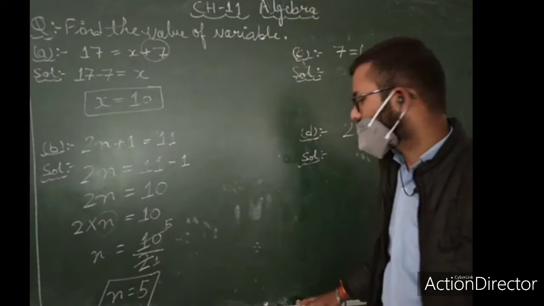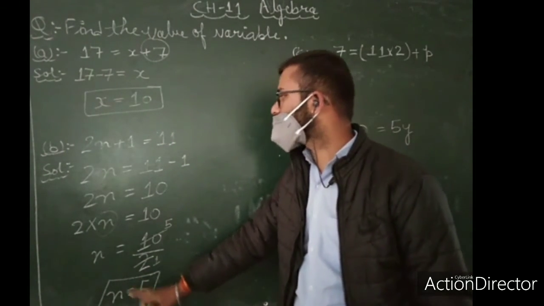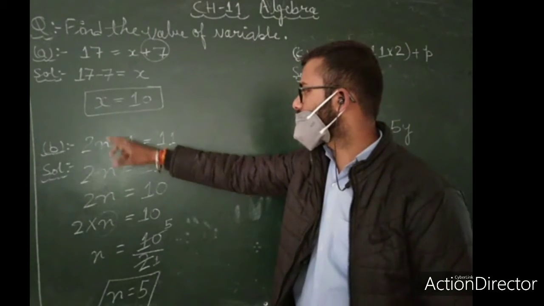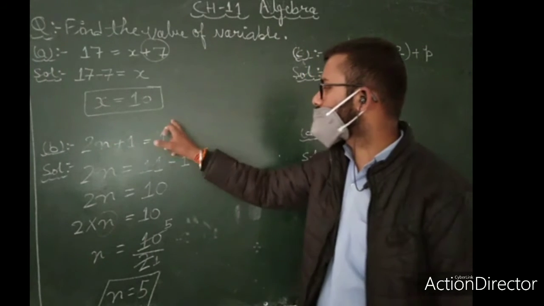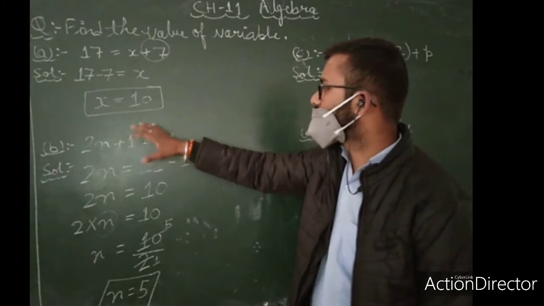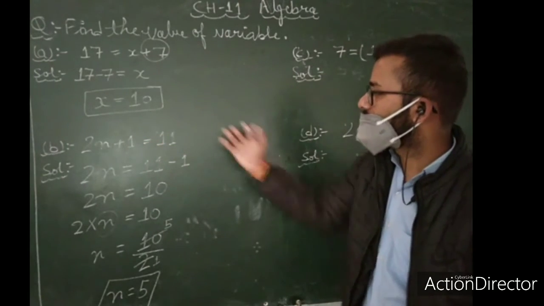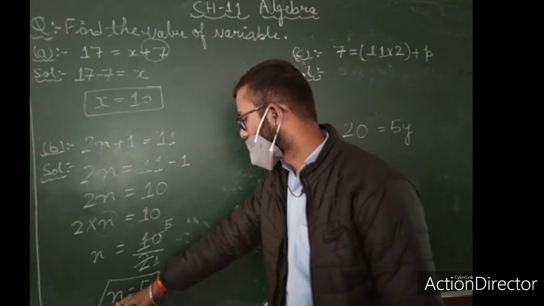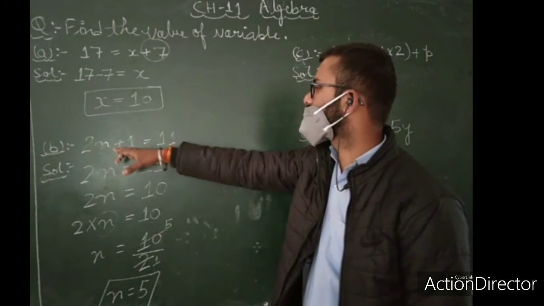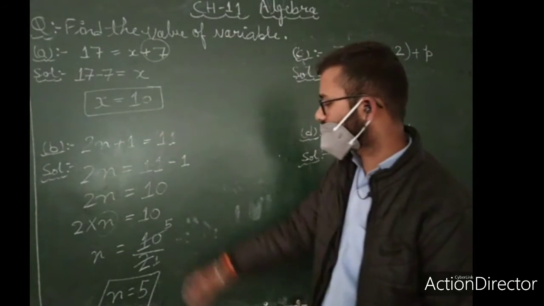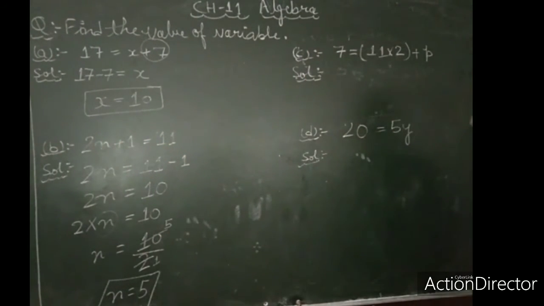Now here we also check our answer. Then we put the value of n in this equation, and if we get 11 equal to 11, meaning left hand side equal to right hand side, then we get the correct answer. But if the value of right hand side and left hand side are not equal, then we get the wrong answer. So here we have n equal to 5. We put this in this equation: 2 fives are 10 plus 1 is 11, and 11 equal to 11. So here we get the correct value of variable n, n equal to 5.